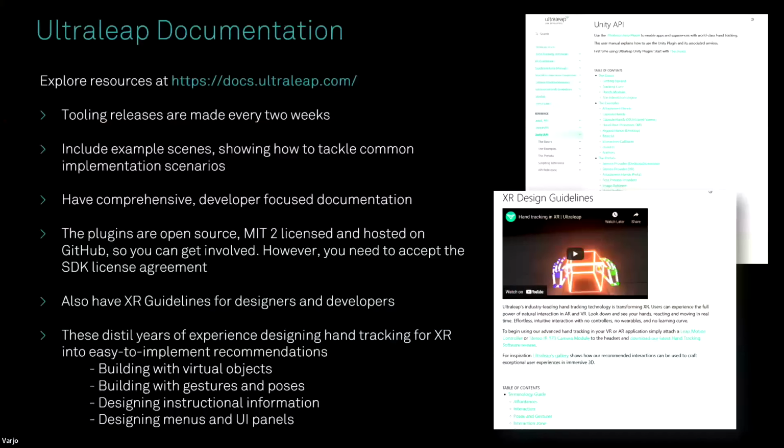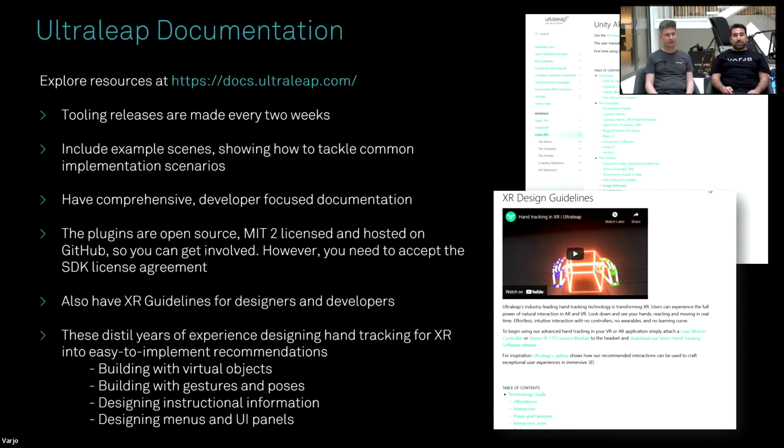Everything we've spoken about, we have good documentation for in our plugins, and Ultraleap typically releases every 2 weeks. We've seen some example scenes which tackle common implementation scenarios. You might be thinking, how am I going to do X, Y, or Z? Comprehensive developer-focused documentation is available. Our plugins are also open source on GitHub and MIT licensed, so you can get involved and hopefully build an active community around that. For some scenarios, you have to accept our SDK license agreement. Obviously, if you have a Varjo headset, you've got hand tracking built in, and that's when you install the service.